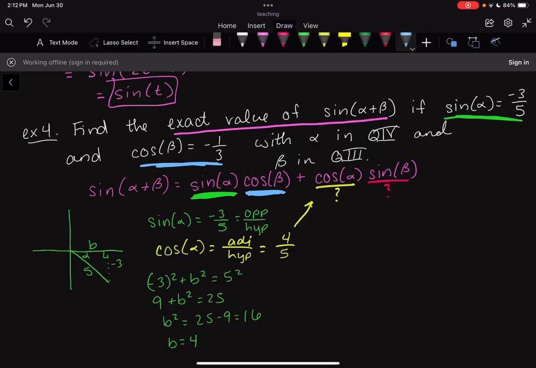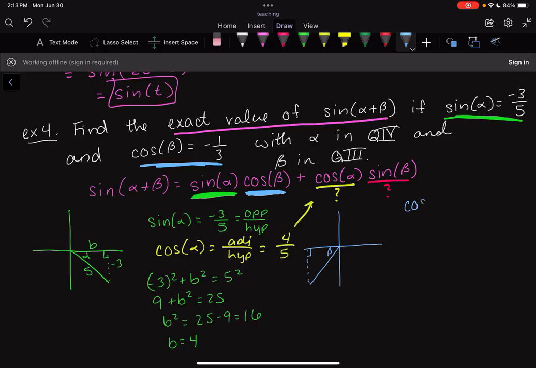Next, I'm going to do the same thing, but with beta. Beta, they said, was in quadrant 3. I'm going to make a triangle. Remember, your angle should always touch the x-axis.